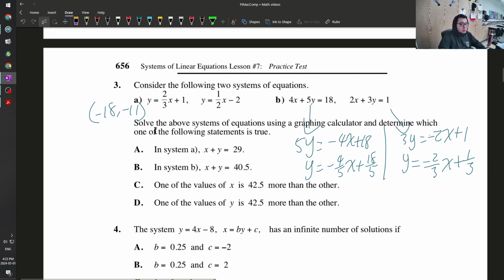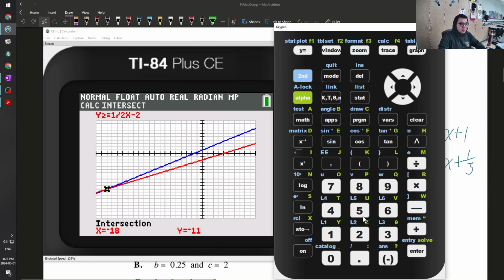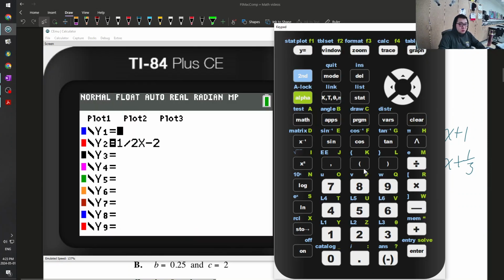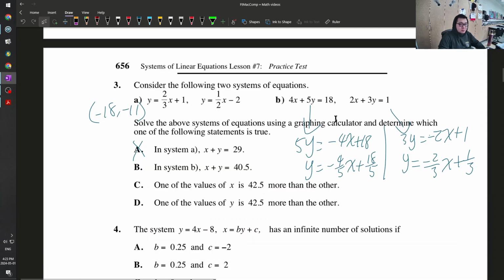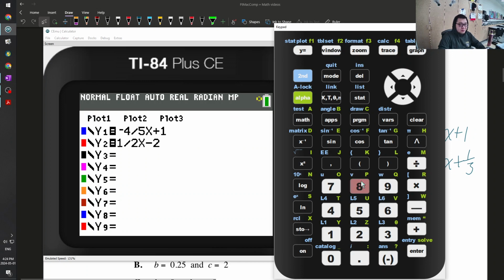Okay, so in system A, x plus y is equal to 29. It is equal to negative 29, which is obviously not true. Now let's graph this one. Y is equal to negative 4 over 5x plus 18 over 5.